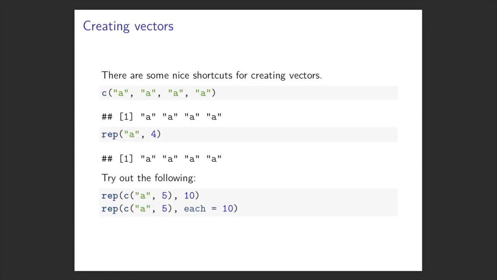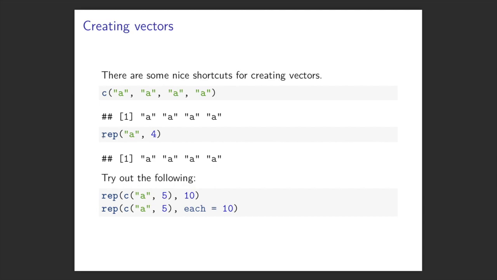c isn't the only way to make a vector, though. There's a lot of nice shortcuts for creating vectors in R. My thinking is if you find yourself doing something tedious, you could probably Google and find a nice shortcut built into R. So here in the first line, I want to create a vector of A 4 times. That's not too tedious, but imagine it was 250 times.